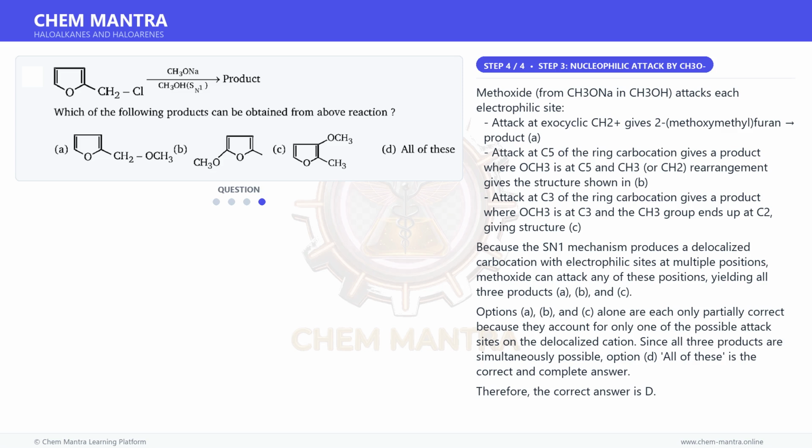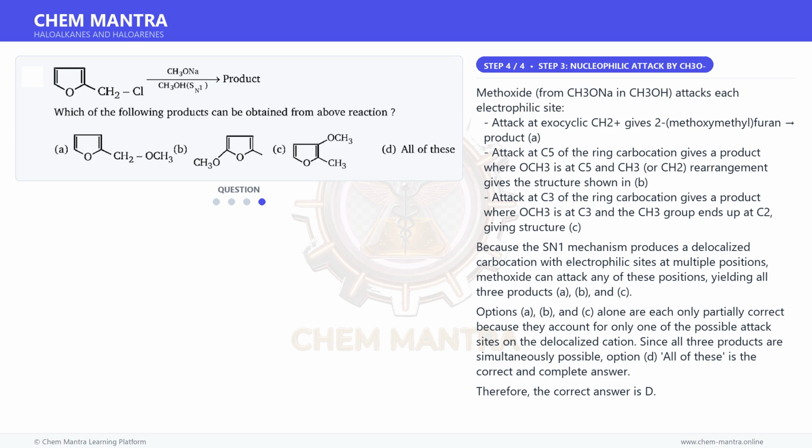And for the final step, methoxide from CH3ONa in CH3OH attacks each electrophilic site. Attack at the exocyclic CH2+ gives 2-methoxymethyl furan, product A. Attack at C5 of the ring carbocation gives a product where OCH3 is at C5 and the CH3 or CH2 rearrangement gives the structure shown in B.